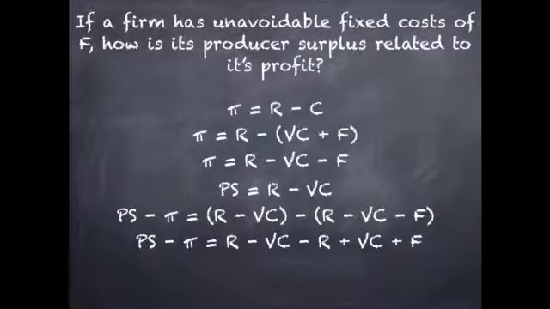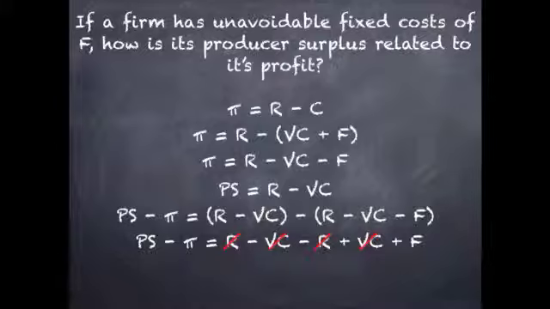We know that producer surplus is R minus VC, so we insert that there. Then we subtract off profits, so we insert that information here. If we rewrite that, we have R minus VC minus R plus VC plus F. The R's will cancel out, and so will the VC's. So producer surplus minus profits is equivalent to fixed cost.